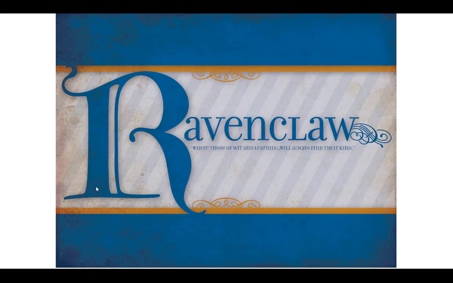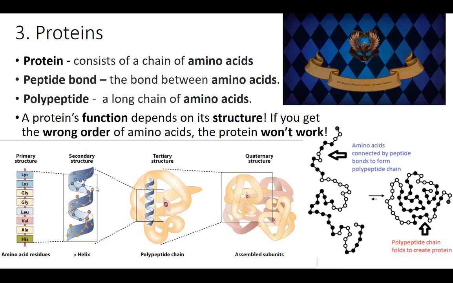Okay, so let's talk about proteins now, our third type of macromolecule. Proteins are very precise in how they're put together. Proteins are made up of what we call a chain of amino acids. So it's a long chain. The bond between one amino acid and its neighbor amino acid is called a peptide bond, right?